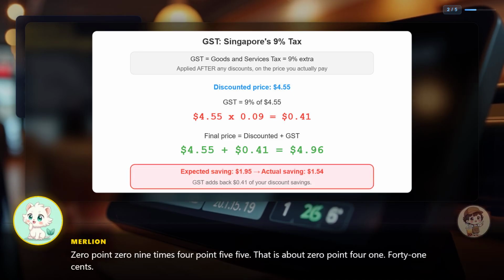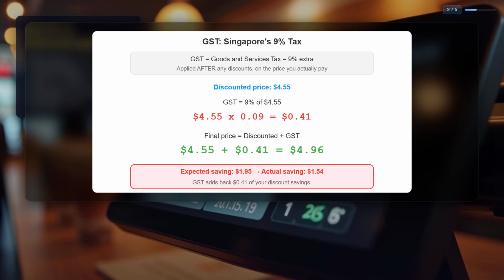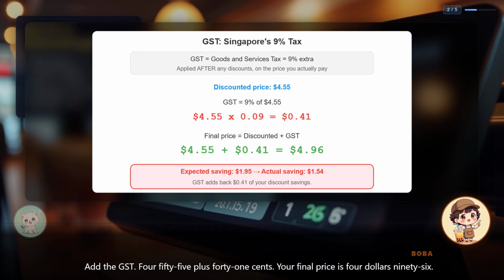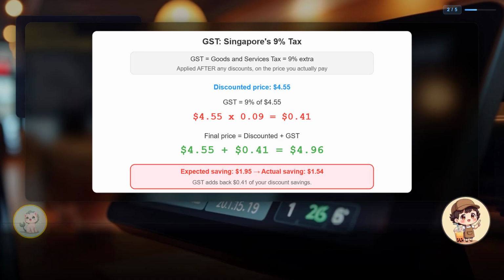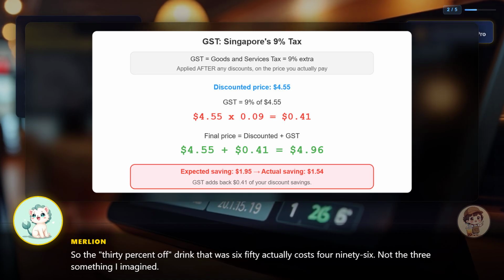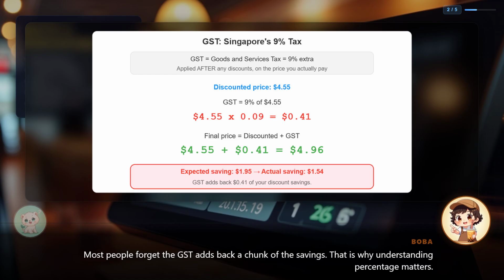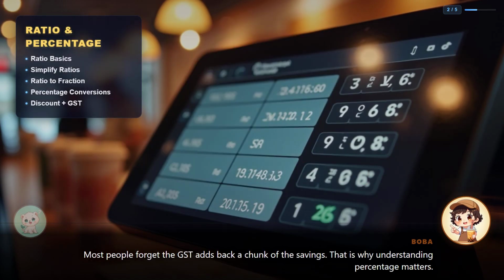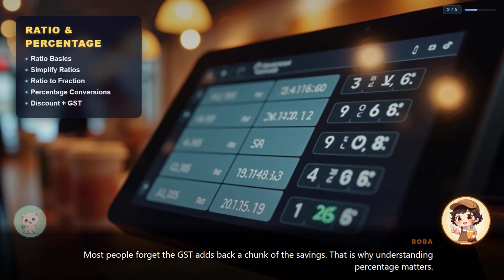0.09 times 4.55. That is about 0.4141 cents. Add the GST, $4.55 plus 41 cents. Your final price is $4.96. So the 30% off drink that was $6.50 actually costs $4.96. Not the 3-something I imagined. Most people forget. The GST adds back a chunk of the savings. That is why understanding percentage matters.